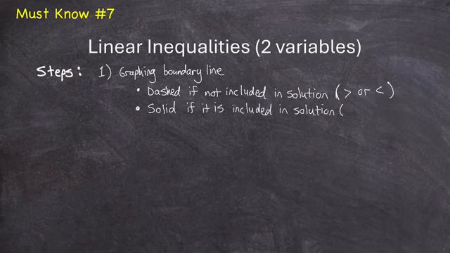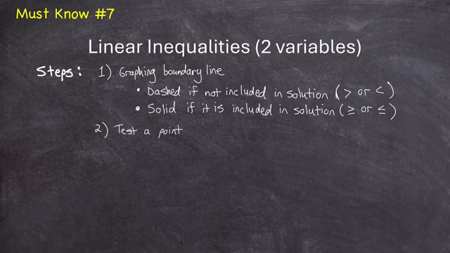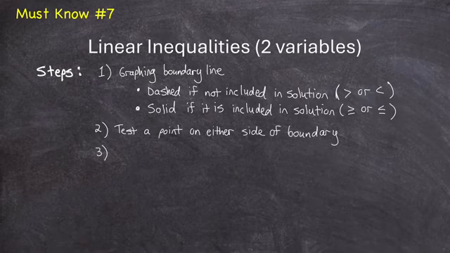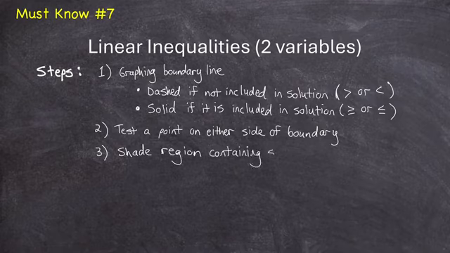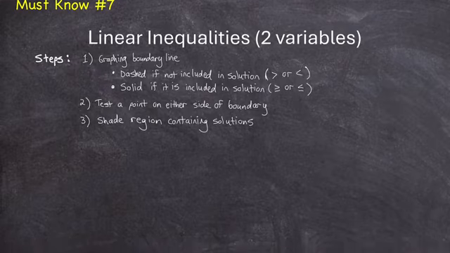And that will happen if the original inequality is a greater than or equal to, or less than or equal to symbol. And then step 2, after you've graphed the boundary line, you pick a test point on either side of the boundary line to test which side of it is the region that contains all of the points that make up the solution set. And then based on your test, you're able to shade the entire region that contains all of the solutions to the inequality. So let me make a bit of room and let's do an example.